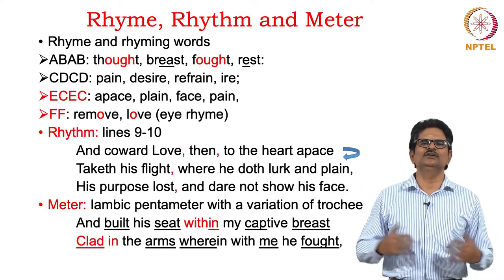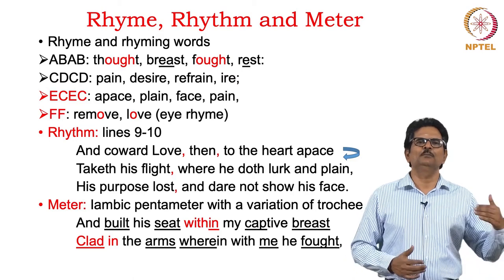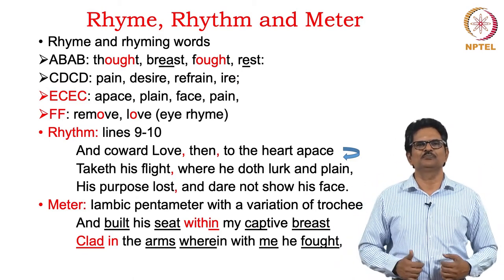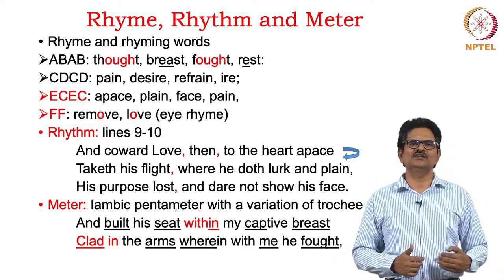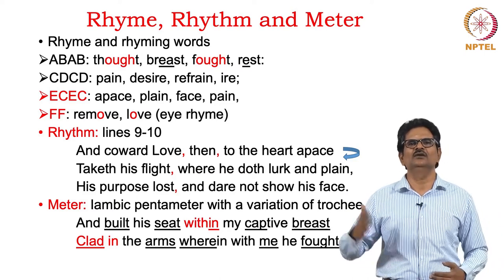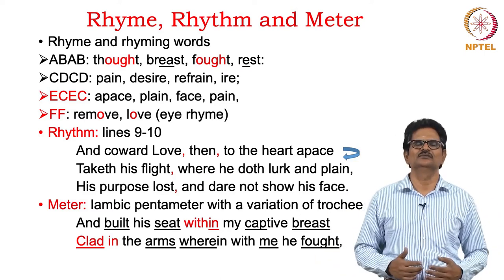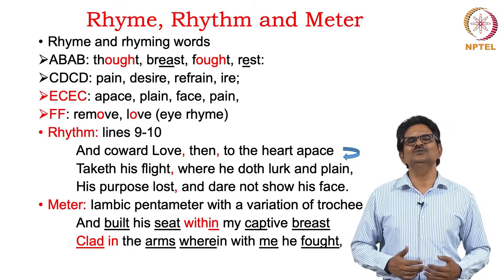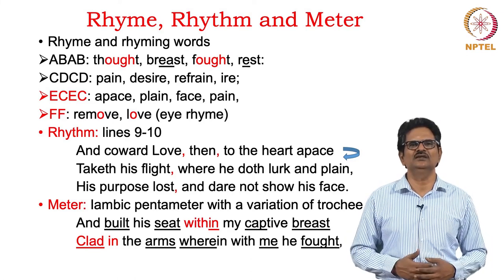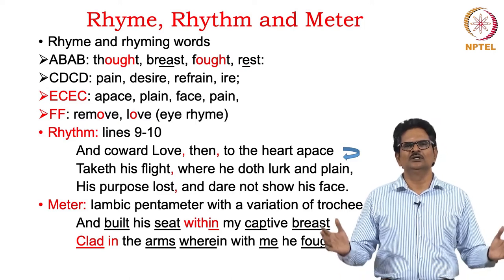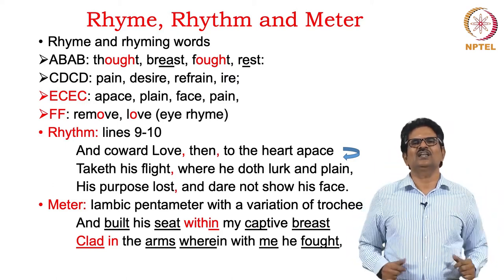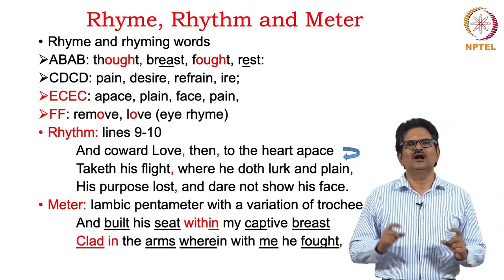In the second quatrain, he uses words like pain, desire, refrain, and ire to indicate the rhyme. In the third quatrain, he has four words: apace, plain, face, pain. And in the last two lines, the couplet, he has two words which we mentioned already: remove, love. They create a sense of rhythm or rhyme for the eye. That is why we call it eye rhyme.